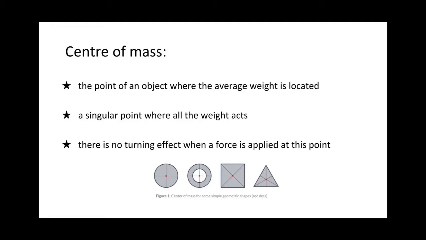Finally, I'd just like to point out that today we're talking about center of mass, but it's also sometimes called center of gravity. There are some very fine differences between these two, but in general, they can be used interchangeably.